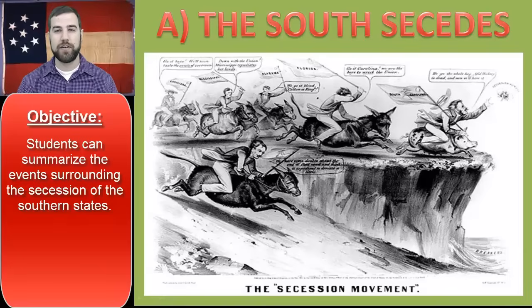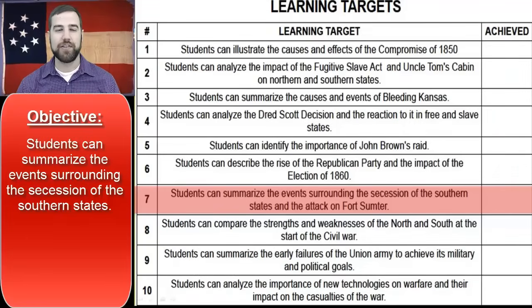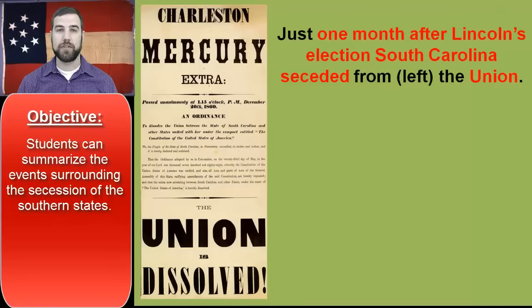So in this picture here you can see an artist's rendition of what he felt about some of the southern states and their secession, riding on different animals and going off a cliff here. So our main target we're going to be looking at, our objective, is students can summarize the events surrounding the secession of the southern states, and then in another video we'll look at the attack on Fort Sumter.